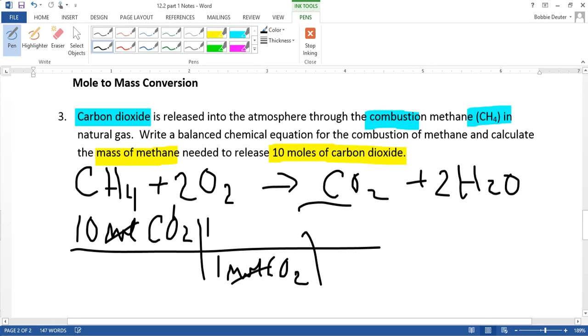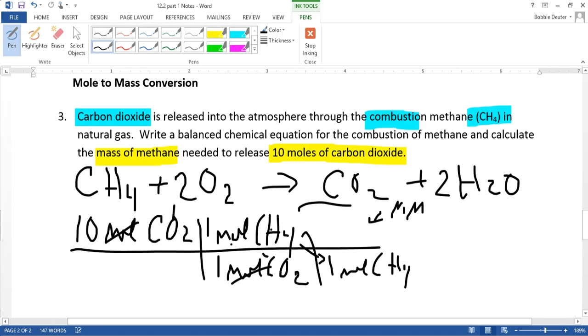So we look over here: 1 mole of methane. Nice 1-to-1 ratio for us. And then we need to go to grams. Moles have to go on the bottom, same label, 1 mole of CH4. We're going to use the molar mass up top. We look at our periodic table. Carbon's 12, hydrogen's 4, so you have 16 grams of methane. Multiply the top, divide by the bottom, and you get 160 grams of methane.